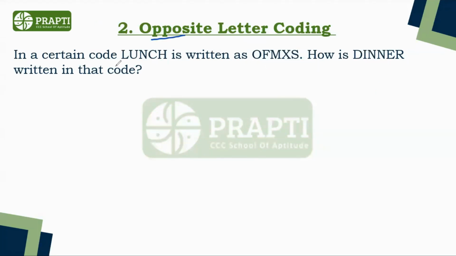Opposite letter coding. I have told you, right? Opposite letters. In a certain code, lunch is written as O, F, M, X, S. So now, you just see all these letters are opposite letters. L, O: love, L, O. And then here, U, F for you. Here, M, N, or else Narendra Modi. Here, C, X. I have told you, right?